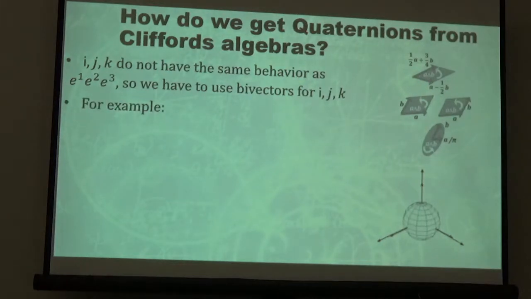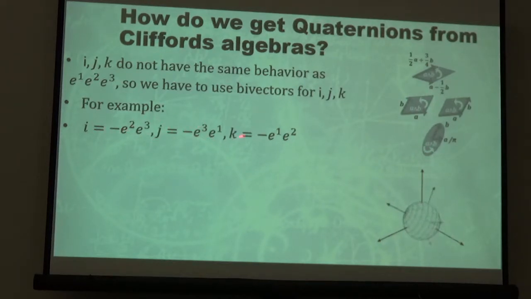Okay, so how do we get quaternions from Clifford algebras? Well, a simple example. We do know that i, j, and k do not have the same behavior as e1, e2, e3. So we have to define i, j, and k using the bivectors of e. For example, i is equal to negative e2e3, j is equal to negative e3e1, k is equal to negative e1e2.